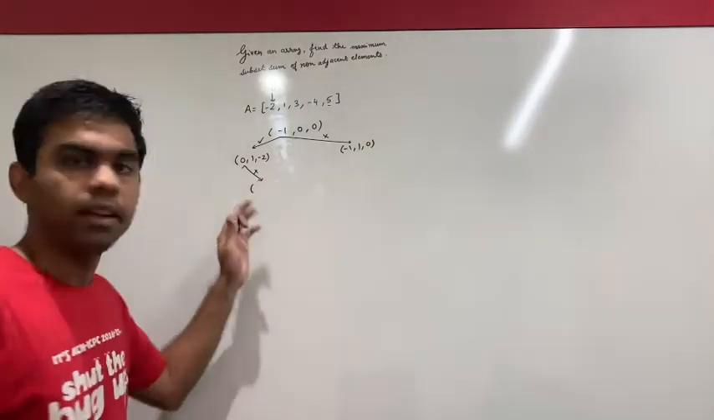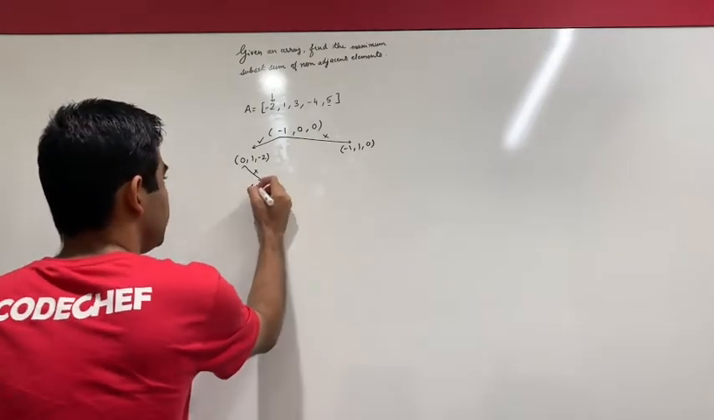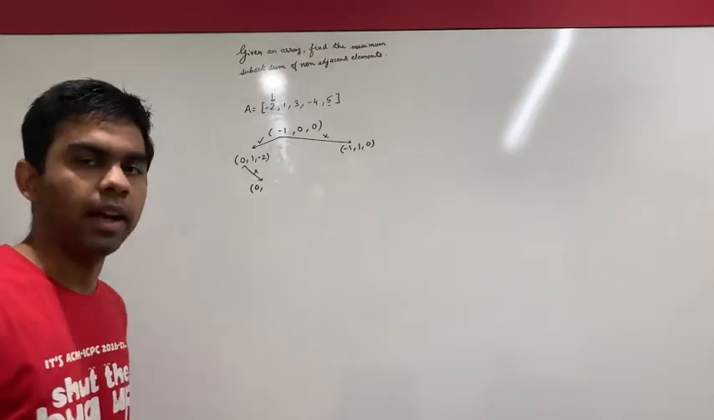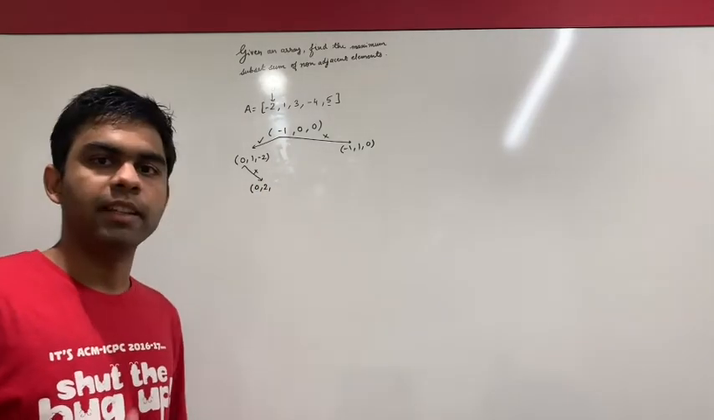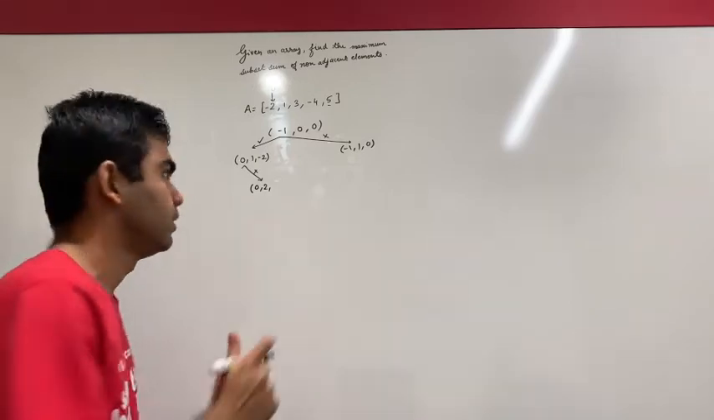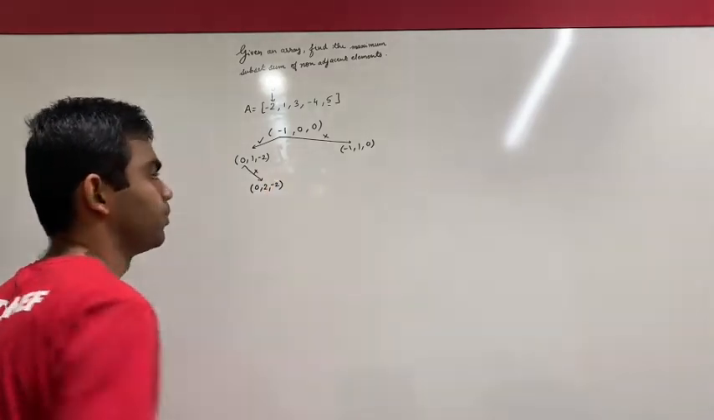So my last taken index will be 0. I'll increment my current index, that is 2. And I am rejecting the element, so my sum will remain as it is, that is -2.